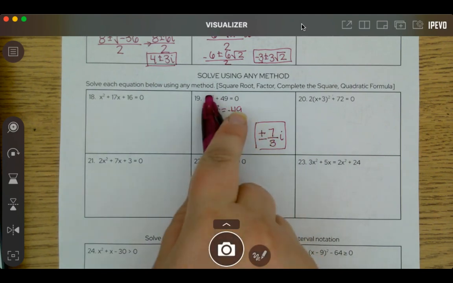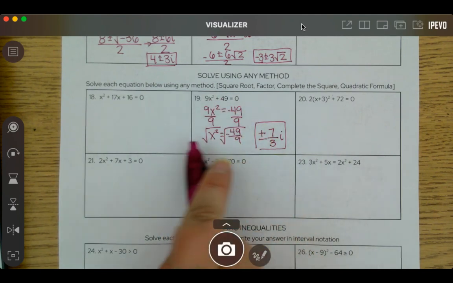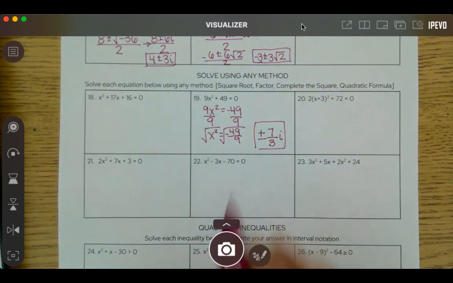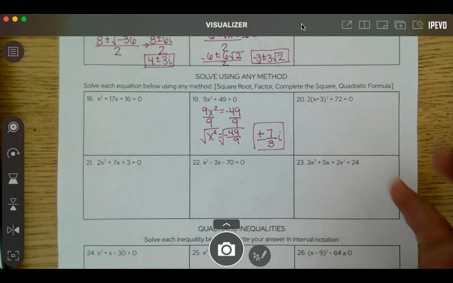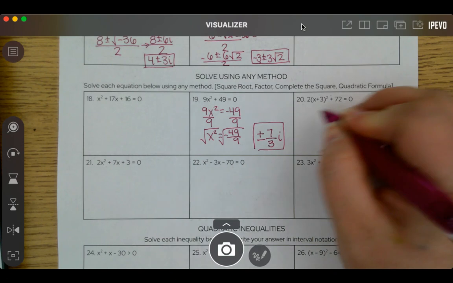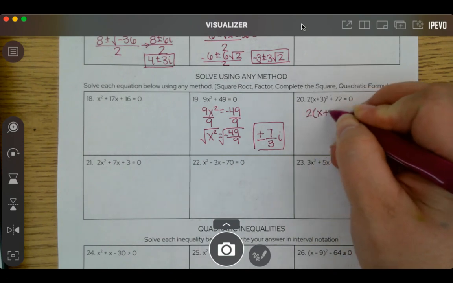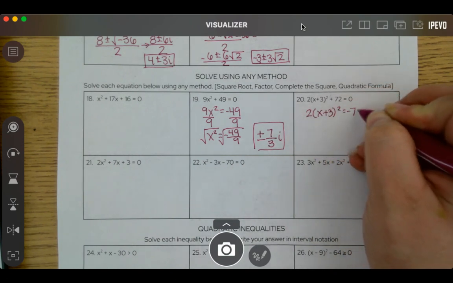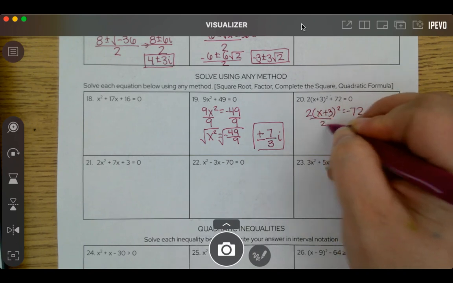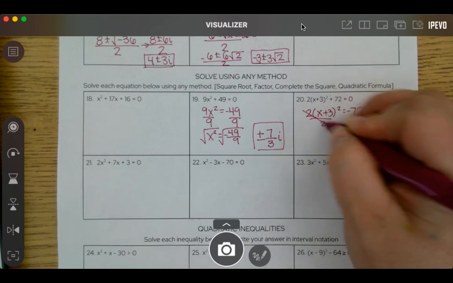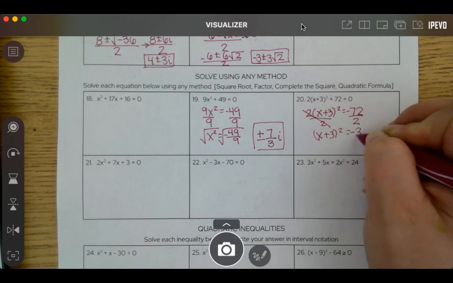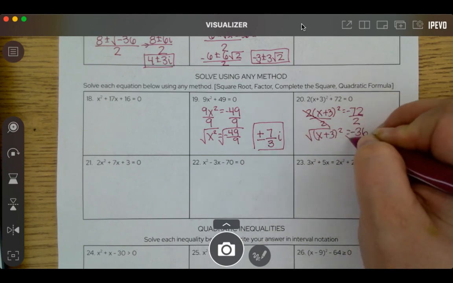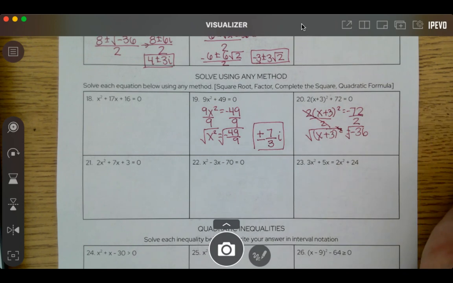So you pretty much just get x squared by itself, and then square root both sides. Don't forget your plus minus. Same thing would happen on this one. I would subtract that 72 over to the other side. Divide by 2. Divide by 2. X plus 3 squared equals negative 36. Square root both sides so the squareds cancel out.